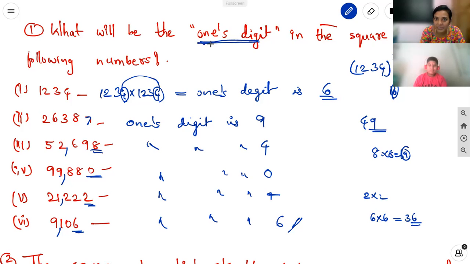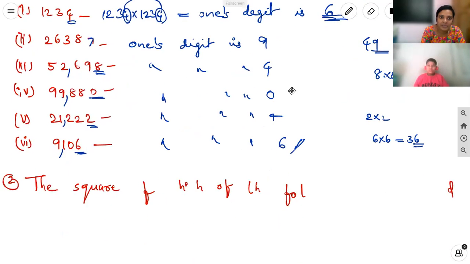What will be the ones digit? Ones digit means we multiply the number having the ones digit. That number itself we should multiply, and after the multiplication, the digit value in the ones place, you write that, that is the ones digit. The square of the number itself. Okay, next.